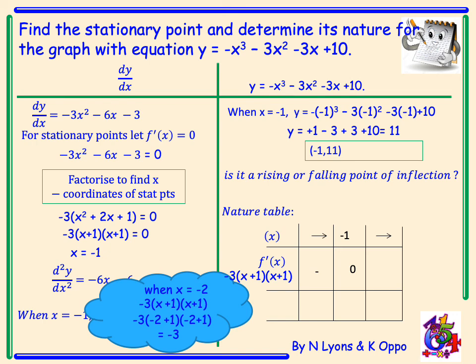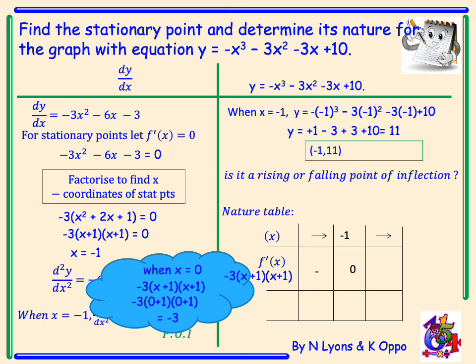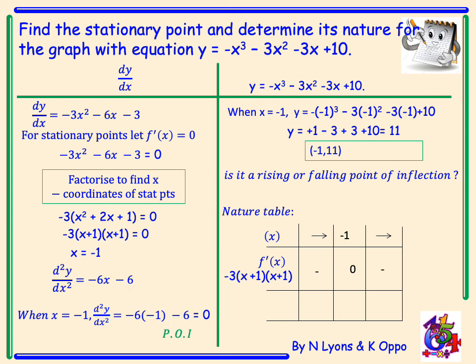A number bigger than minus 1. So let's think about what's happening when x is 0. So I sub x is 0 into my derivative, and that gives me again the value negative 3. I don't care about the number, it's just the sign, so it's negative, and I can put that into my nature table. So let's jot down the shape of our curve. Our shape has got a negative gradient, a 0 gradient, and a negative gradient. So it's going downhill. It's a falling point of inflection. So I've got a falling point of inflection at the point minus 1, 11.